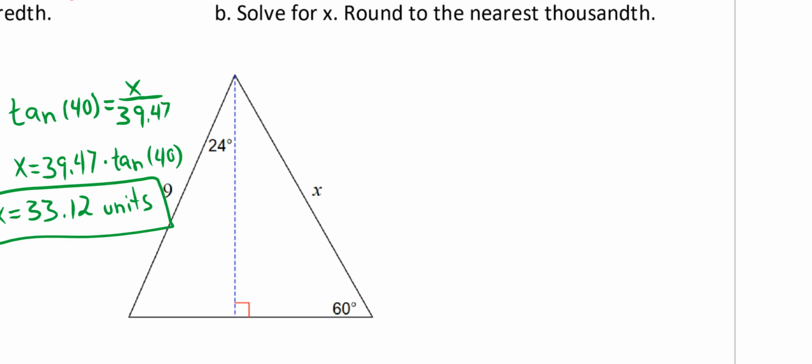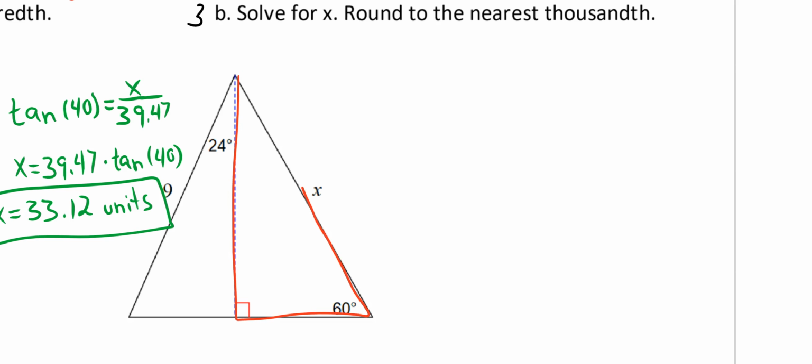Okay, let's take a look at 3b. So 3b says solve for x, round to the nearest thousandth. So this means we're going to round to the third decimal place as opposed to the second, like we did in 3a. So let's take a look. Process is still the same. We got two different right triangles here.